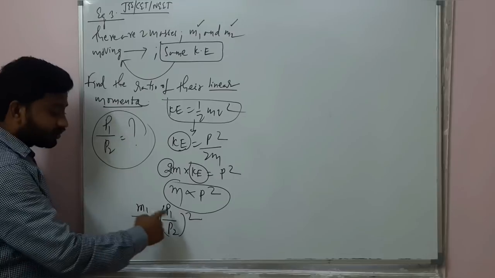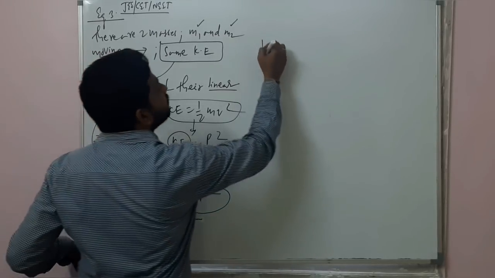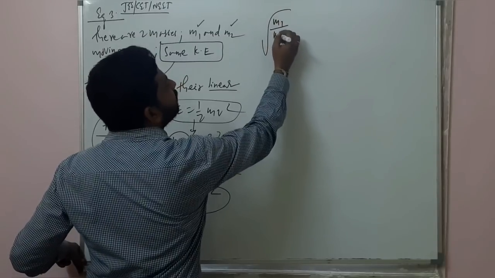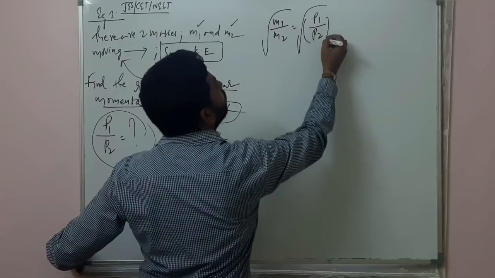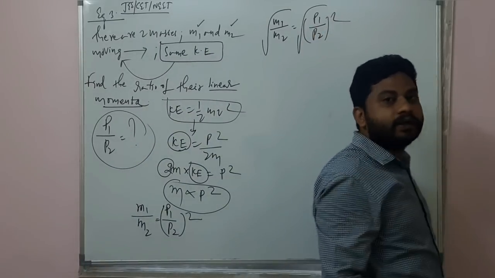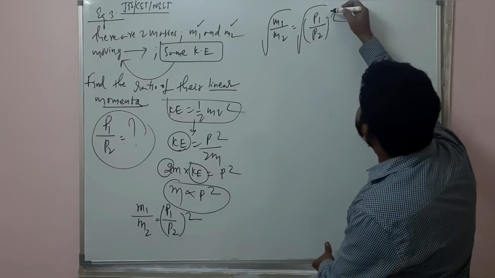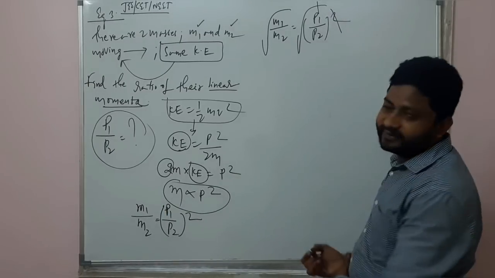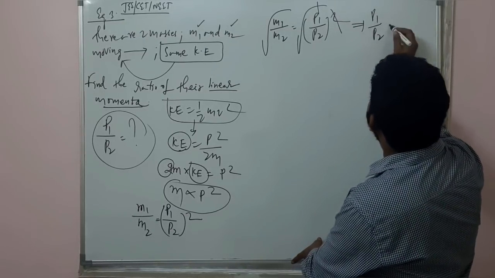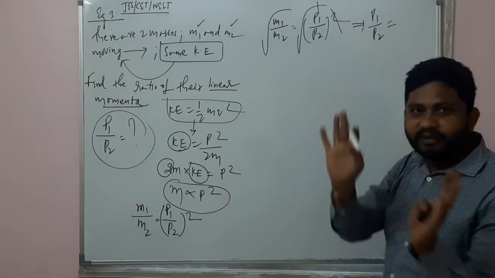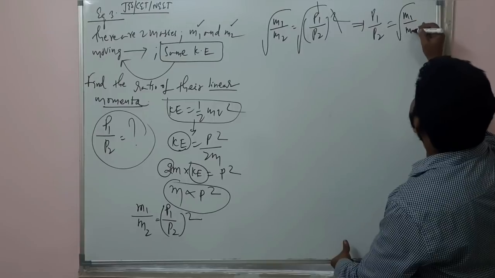Then on both sides you apply square root. When I apply square root on both sides, m1 by m2 is the square root of (p1 by p2) whole squared. See, what I have done is just apply square root on both sides. What happens here? Square and square root cancel. So what is the final answer I got? p1 by p2 is equal to, see the right hand side, there is only p1 by p2 now, which is equal to square root of m1 by m2.